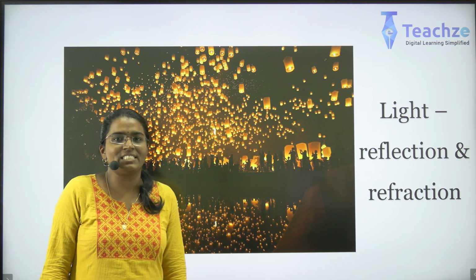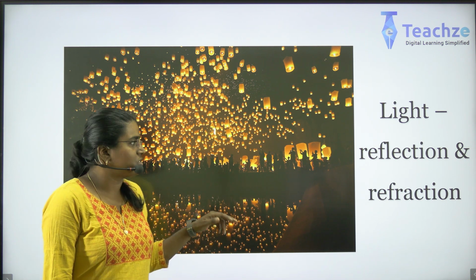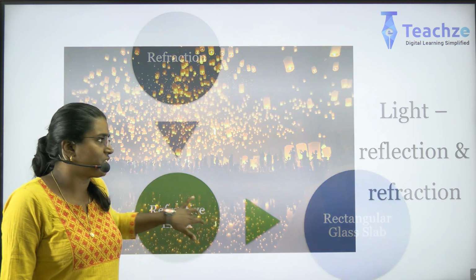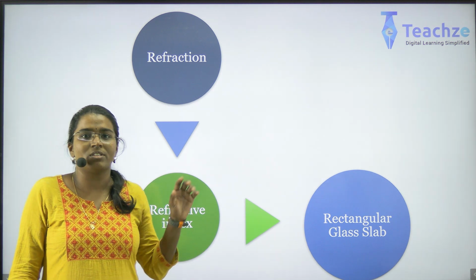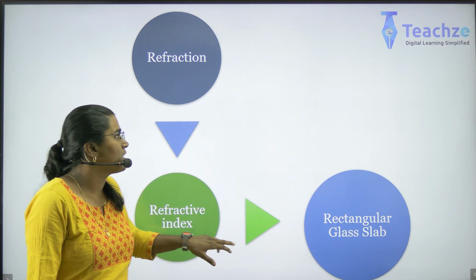We're doing the light reflection and refraction chapter. We have finished the reflection part in this chapter, and now we are moving to the refraction part. So today we will see about refraction, refractive index, and the rectangular glass slab experiment.